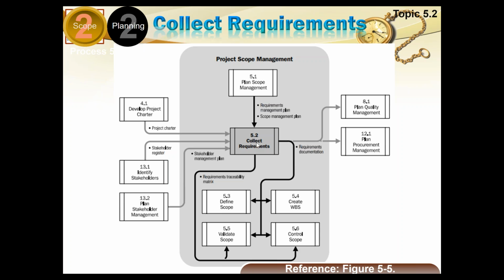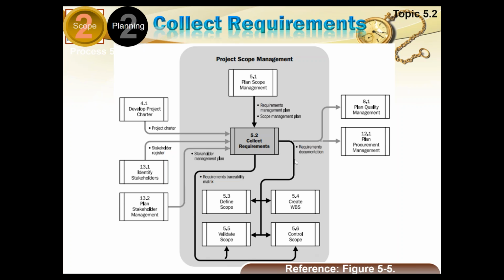So what is collect requirements producing? This is producing the requirements documentation and the requirements traceability matrix. You see, the requirements traceability matrix is only required in the scope processes in monitoring and control. You can follow this arrow of the requirements traceability matrix. It is going only to validate scope and control scope, nowhere else.